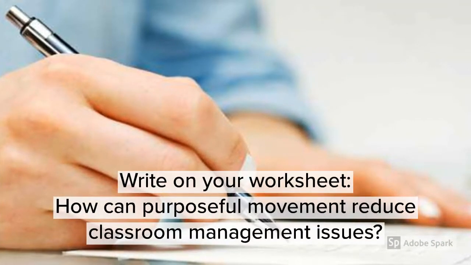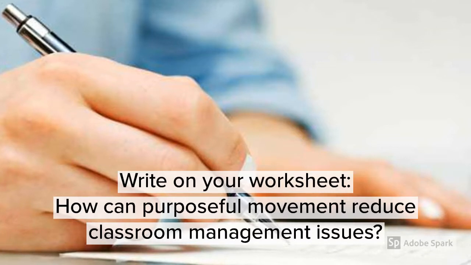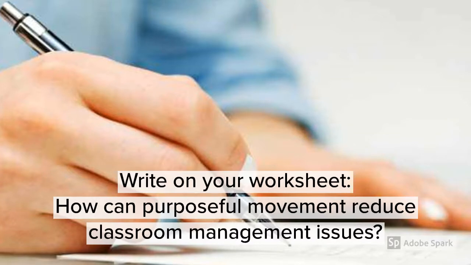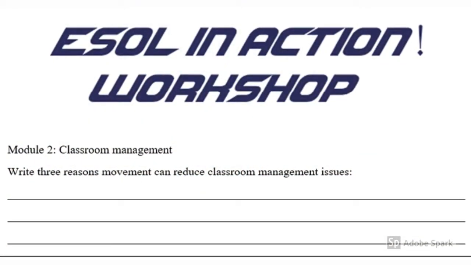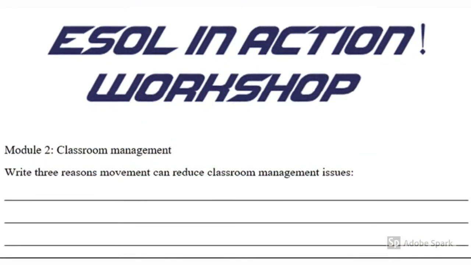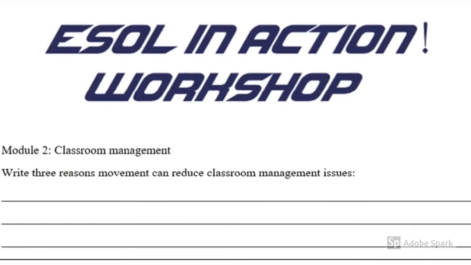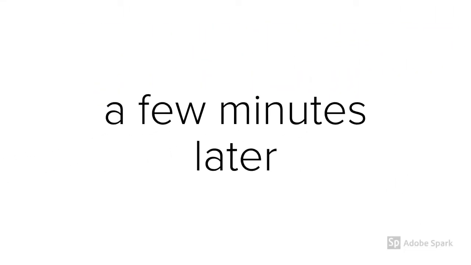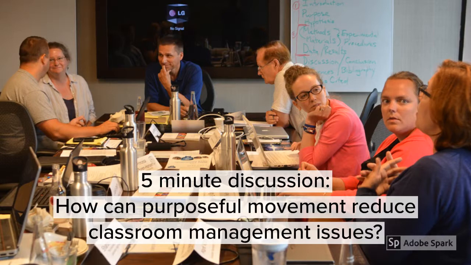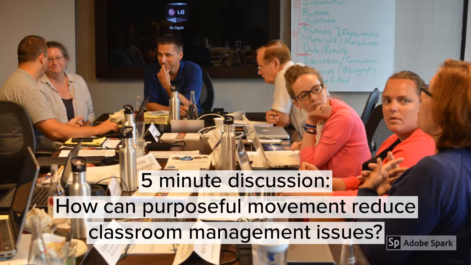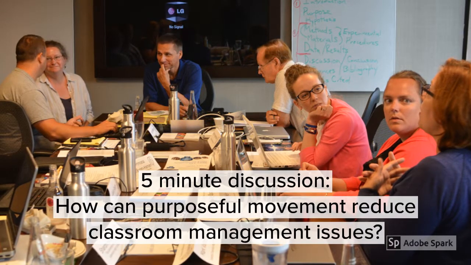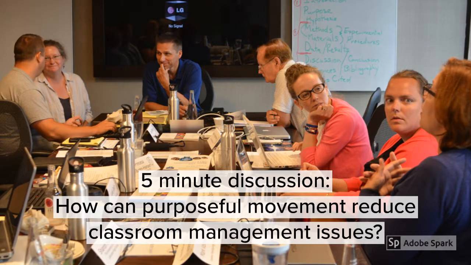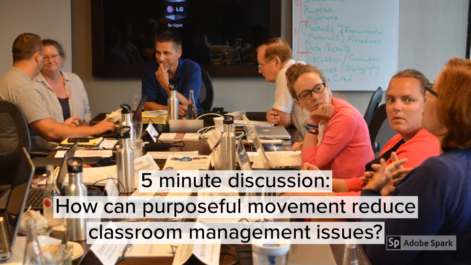Now I'd like you to take out your worksheet again, and this time I want you to write about 3 ways that purposeful movement can reduce classroom management issues. You're going to write your 3 ideas on the worksheet that I handed out earlier. I see that everyone has finished writing, so I would like you to take about 5 minutes to discuss with the people at your table those reasons that you just wrote down.